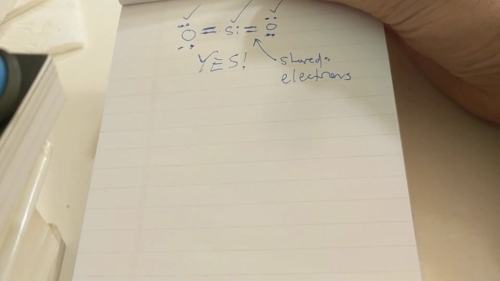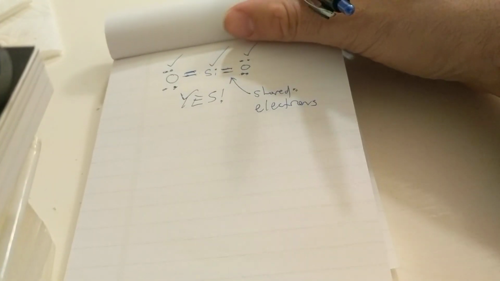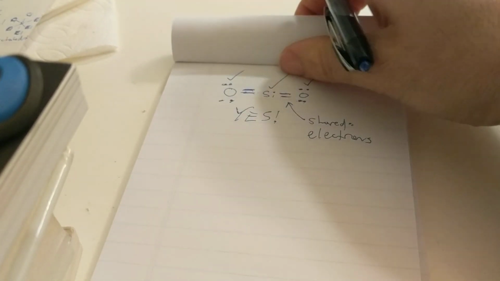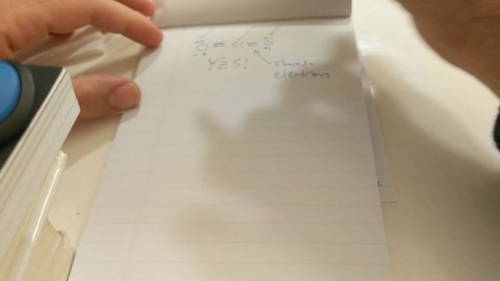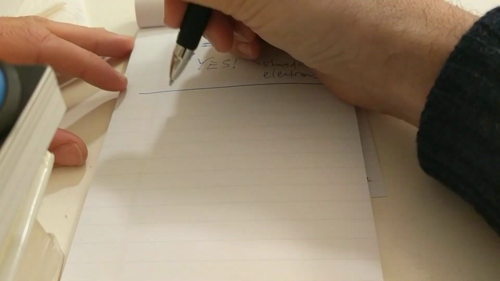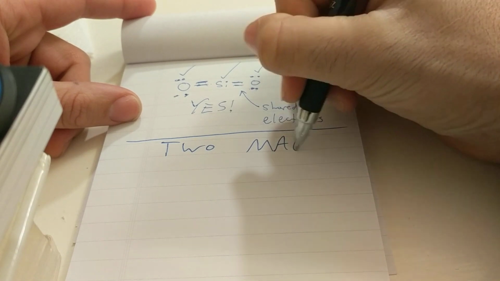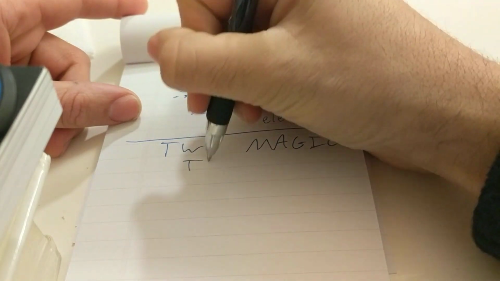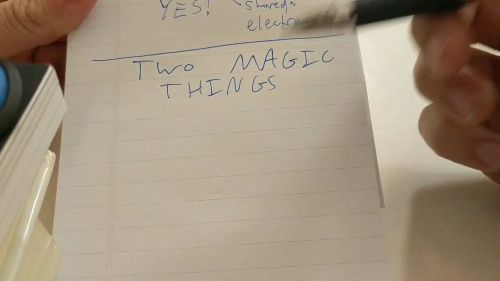We just did Lewis dot structures. We're gonna do now geometry surrounding me. Oh yeah, we're gonna do some geometry. So the whole thing about geometry, guys, you need to learn how to count two magic things. Those two things will tell you the geometry.